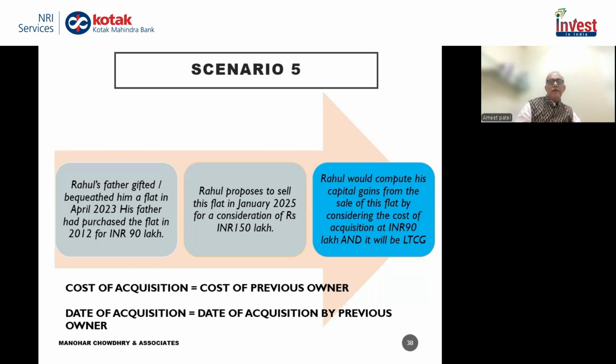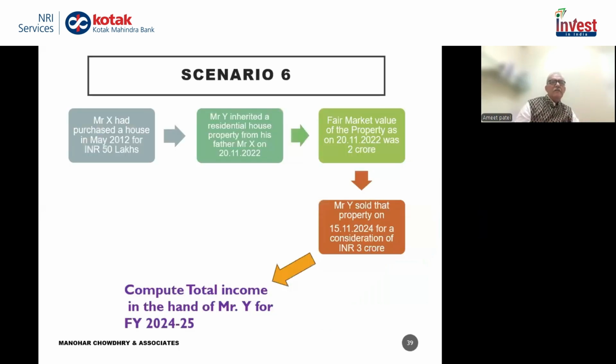Therefore, for calculating capital gains in January 2025, when Rahul sells the flat, the cost will be 90. The holding period will be from 2012 to 2025, obviously more than 24 months. Therefore, it is a long-term capital gain. The capital gains would be 1 crore 50 minus 90, 60 lakhs. And at that point of time, the tax rate applicable would be 12.5% on the unindexed gain, and he'll have to pay tax accordingly.